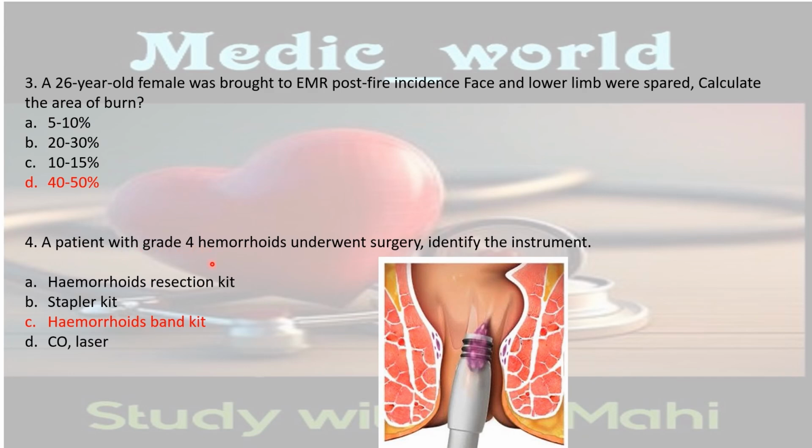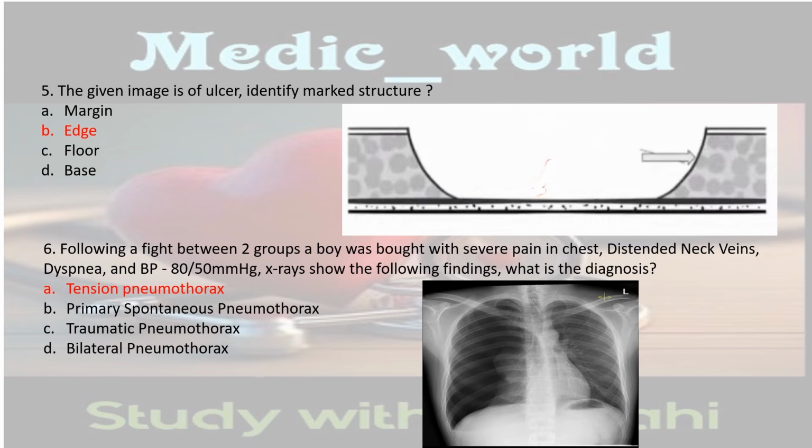A patient with grade 4 hemorrhoids underwent surgery. Identify the instrument given. Here the instrument given is the hemorrhoid band kit. Next question. The given image is of an ulcer. Identify the marked structure. The marked structure here is the edge of the ulcer.